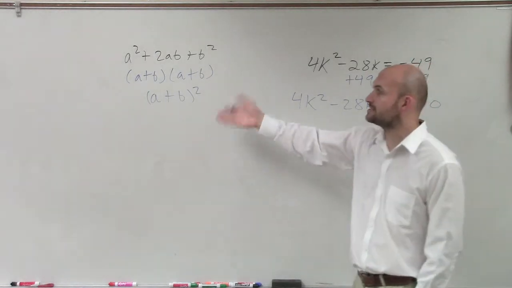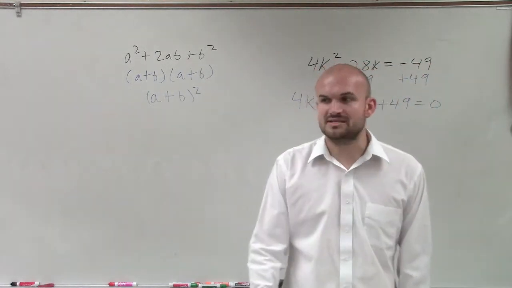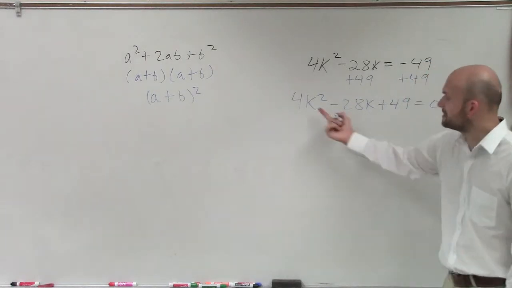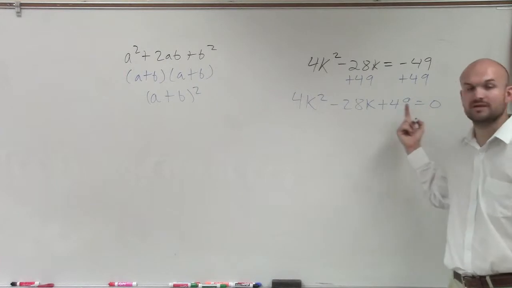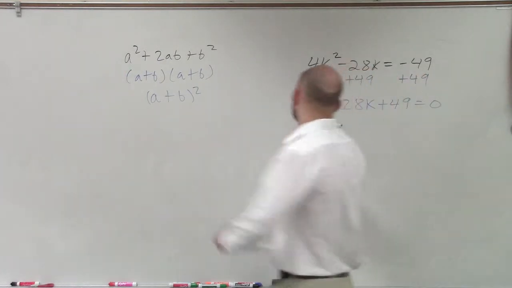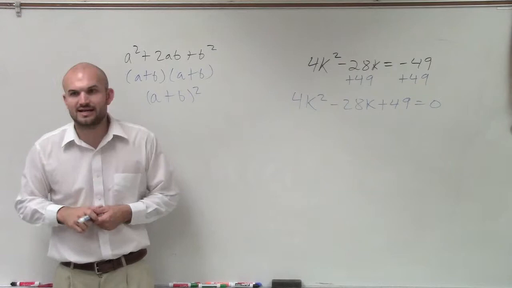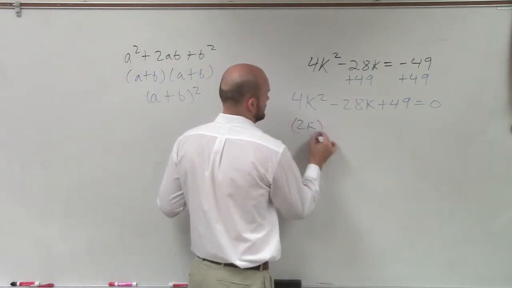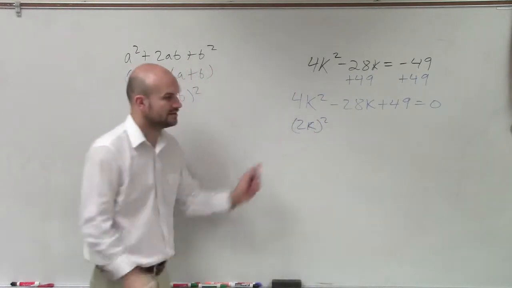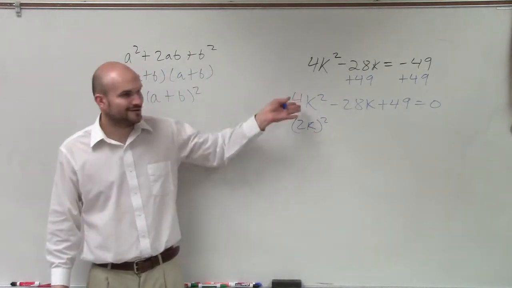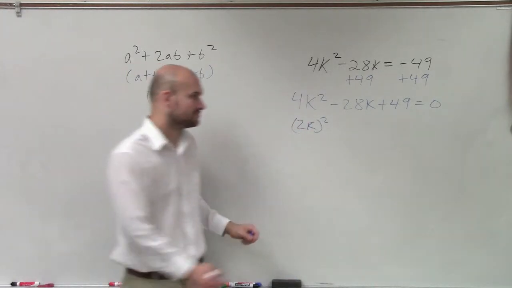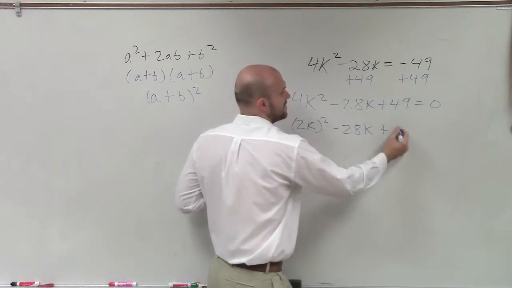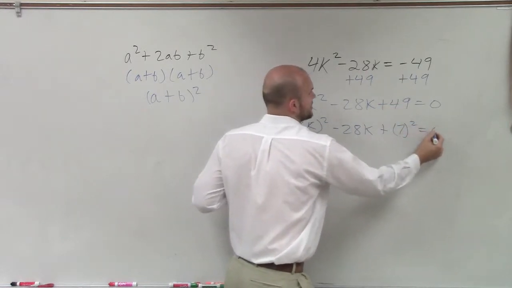Now, the same thing works if the middle term is negative. It's a little bit different, but very close to the same. So what I need to determine is, can I write this equation in that format? Can 4k squared be written as a term squared? Yes, how about 2k squared, right? Because what's 2k times 2k? 4k squared. Let's not worry about the 28k right now. And then plus 49, which can be written as 7 squared, equals 0.